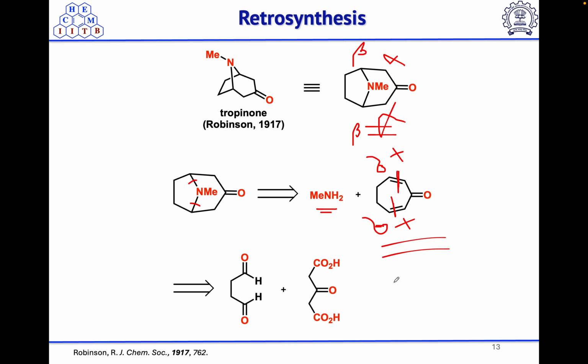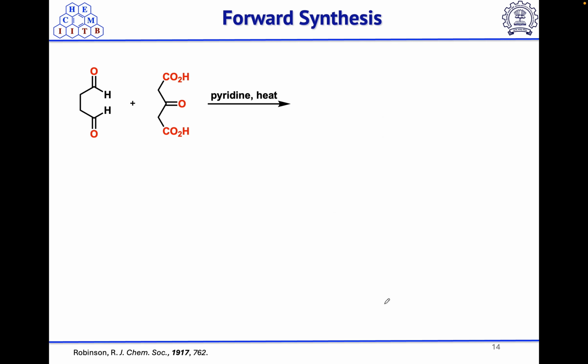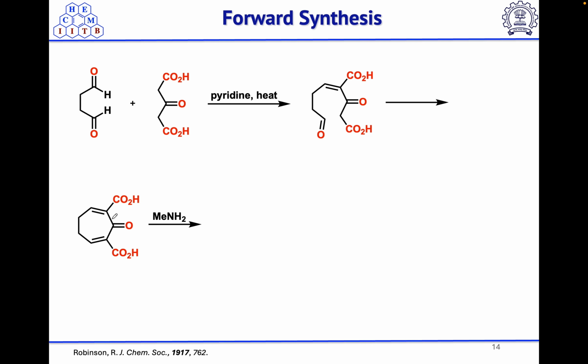So now in the forward synthesis, we'll start with these two starting materials, this dialdehyde, malonaldehyde, as well as this beta keto dicarboxylic acid. What will be our next product? Basically, you will get this condensation product between this aldehyde and this alpha carbon. Similarly, the next step will give this condensation product, and you will get this.